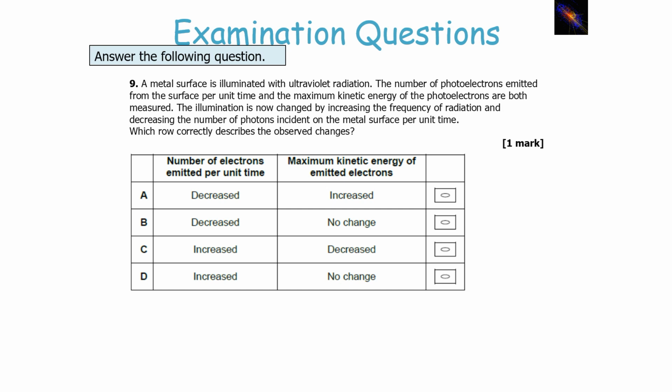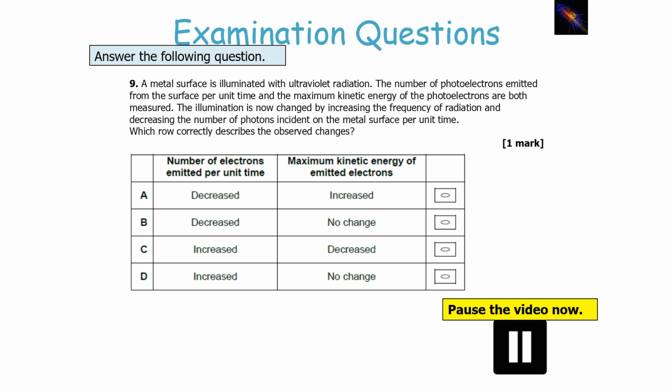The number of photoelectrons emitted from a surface per unit time and the maximum kinetic energy of the photoelectrons are both measured. The illumination is now changed by increasing the frequency of radiation and decreasing the number of photons incident on the metal surface per unit time. Which row correctly describes the observed changes? So pause the video now, then unpause the video when you want to go through your answer.